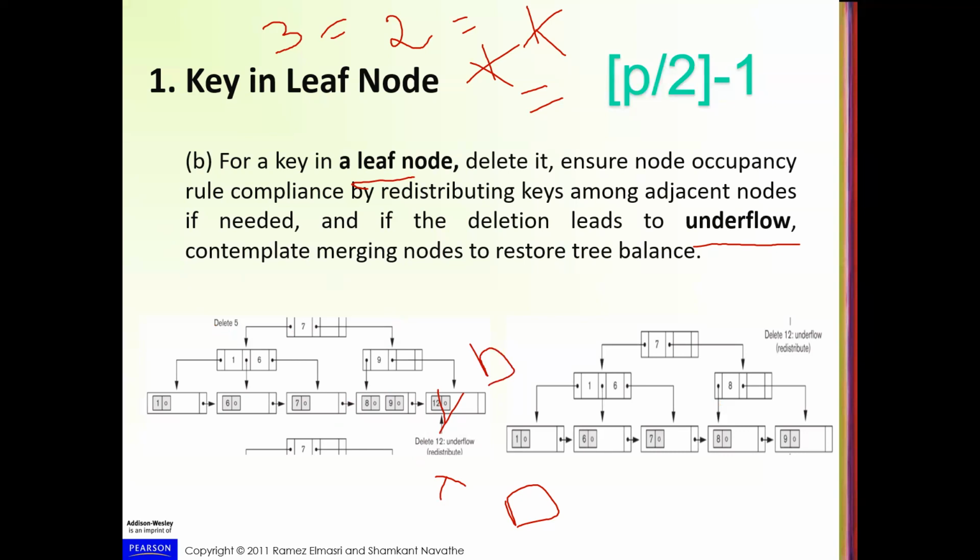So what are we going to do? We are going to redistribute the keys among the adjacent nodes. Let's see the solution here. We deleted 12 from here, and this became empty. Now we are trying to borrow the keys from the left sibling, which is having 2 keys.